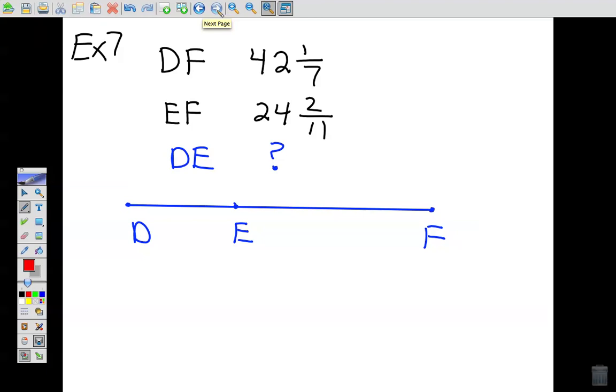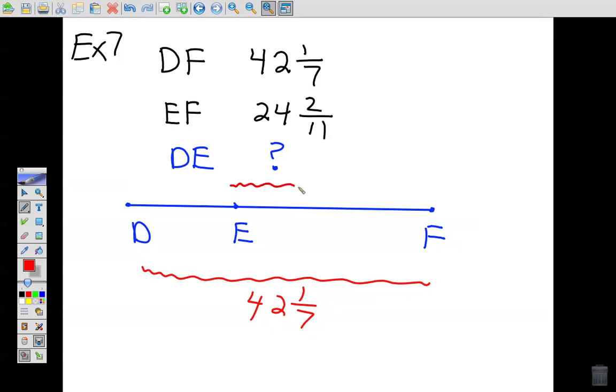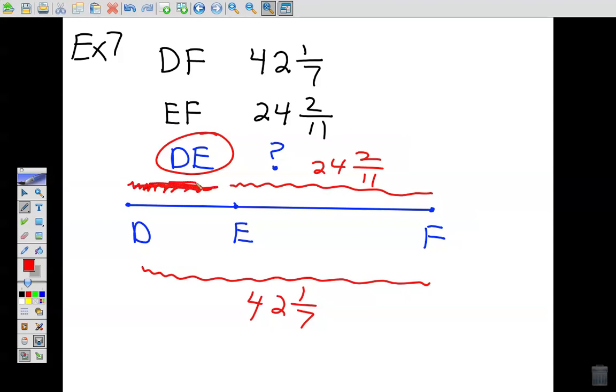All right, let's see. The distance from D to F is 42 1/7. So in other words, from D all the way to F is 42 1/7. Let's say that's 42 1/7 miles. Okay, E to F, from E all the way to F is 24 2/11 miles. All right. Now they want us to find out how far it is from D to E. They want us to find this right here. And I'll put that in a little different type of shaded area.